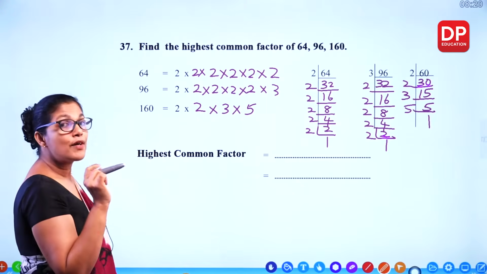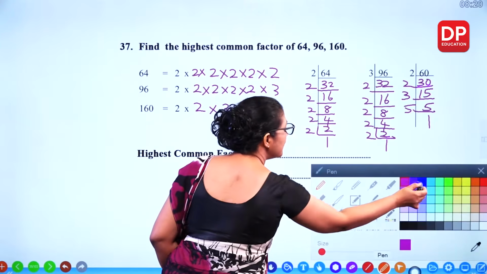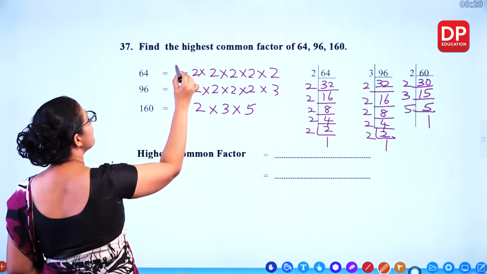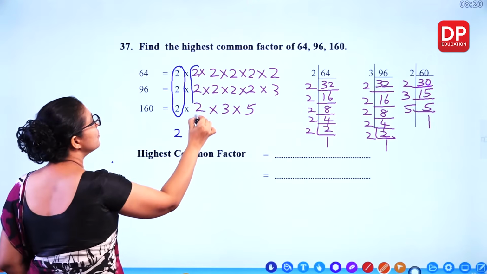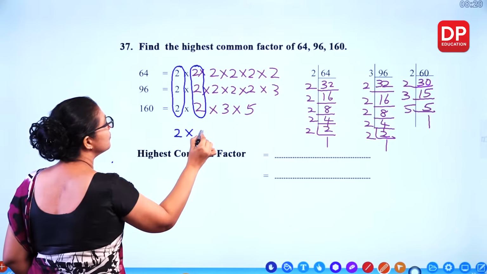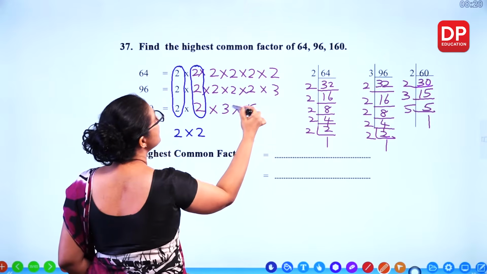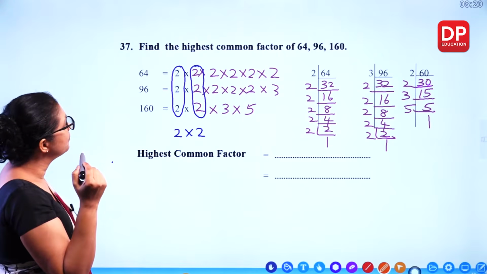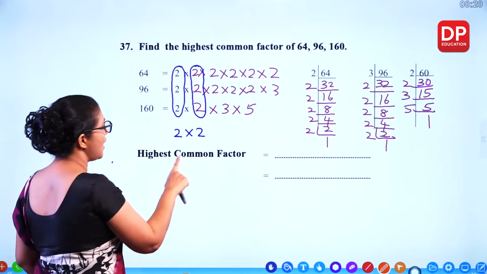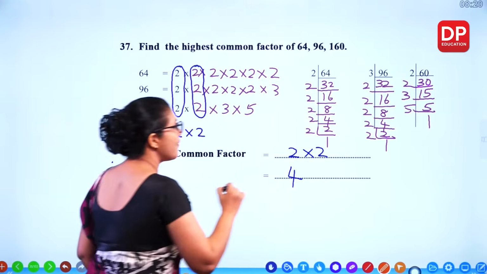Now, what are the common factors? We'll take what is common: 2. Another 2. Then 3 is not common, 5 is not common, only these two. So what's the highest common factor? 2 times 2, that's 4.